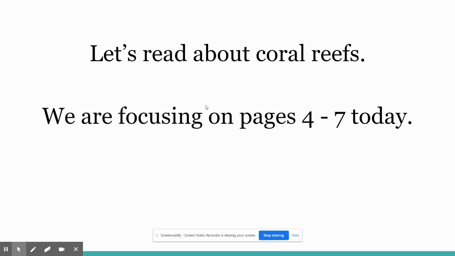Many kinds of coral, fish, and sea creatures live in a reef. All right, let's continue our reading. We're in the middle of page 4. What is coral?